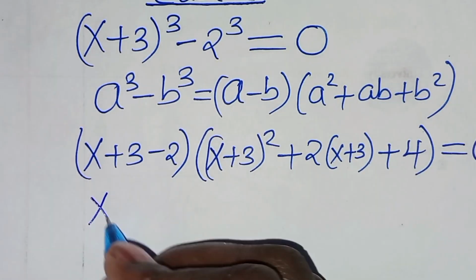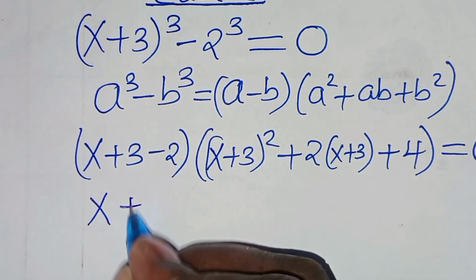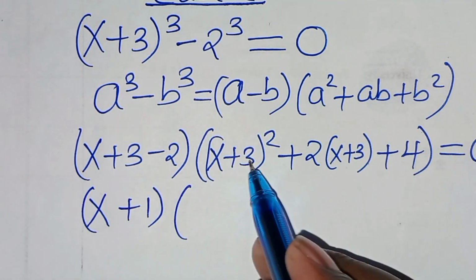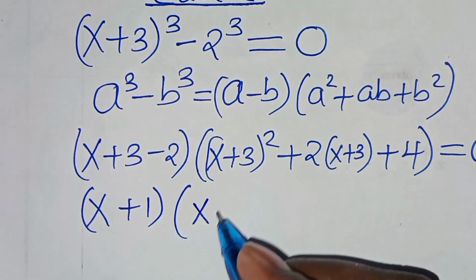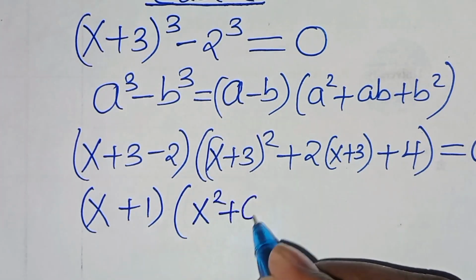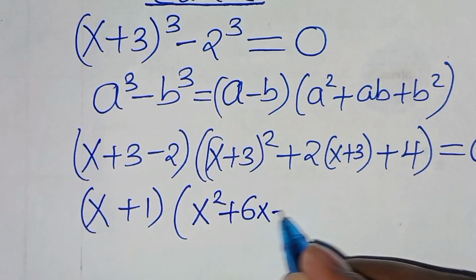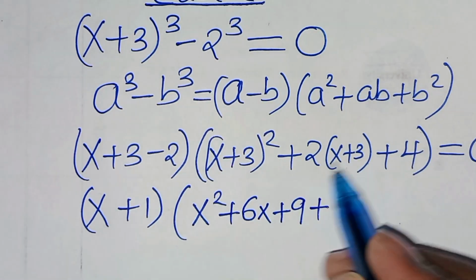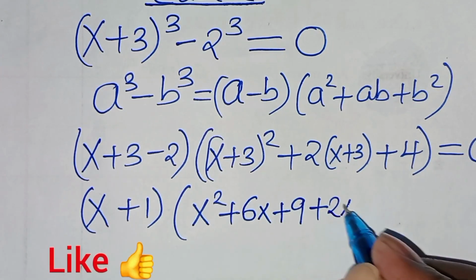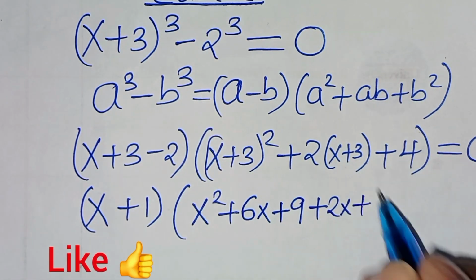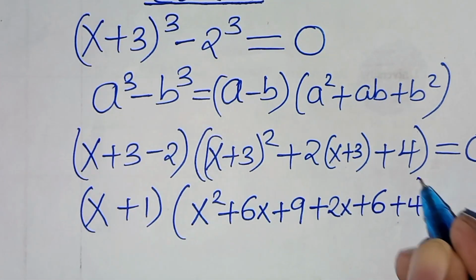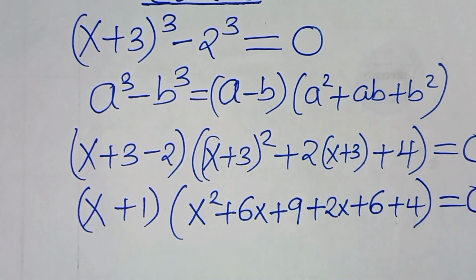So here we have x, 3 minus 2, this is 1, so x plus 1. Now here we have x plus 3 squared, which is x squared plus 6x, then plus 3 squared, which is 9, then plus 2 times x, this is 2x, then plus 3 times 2, this is 6, then plus 4, this is equal to 0.